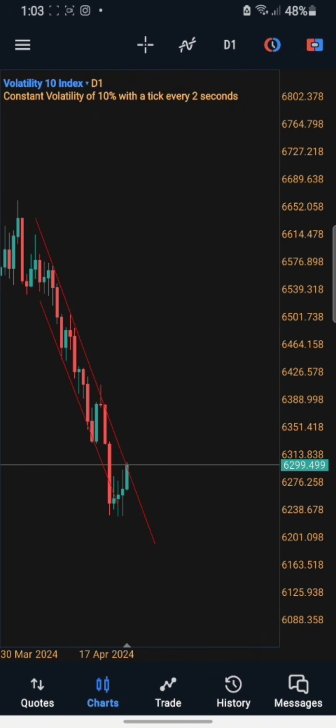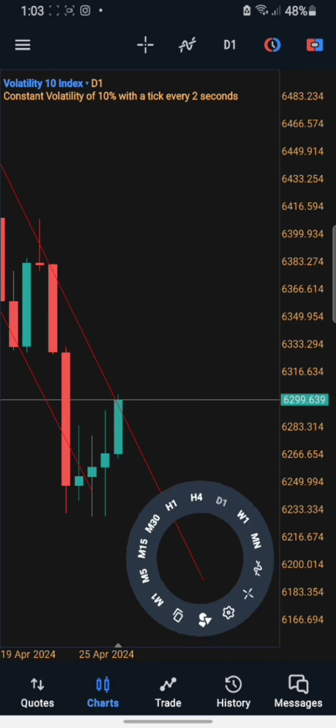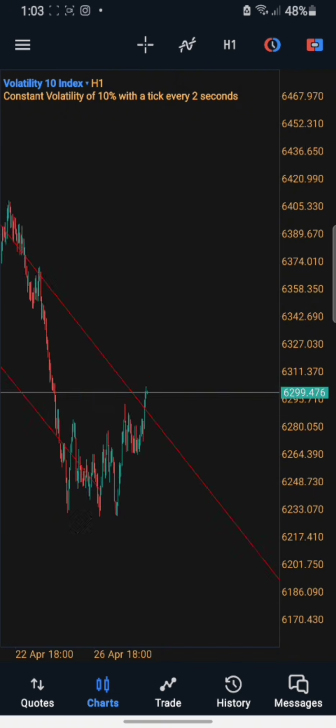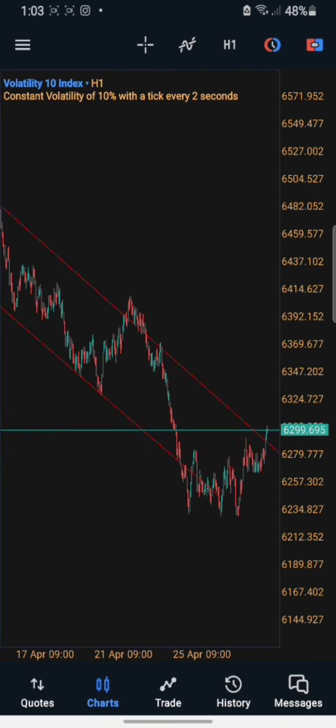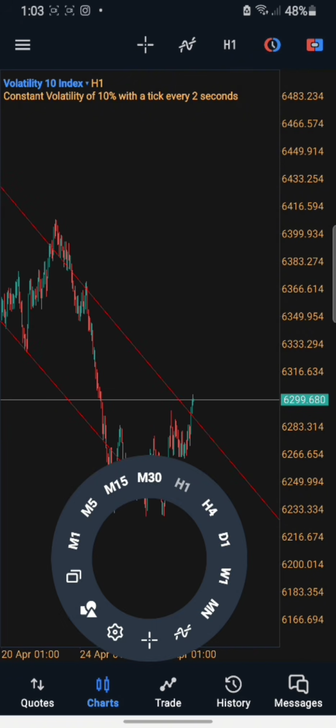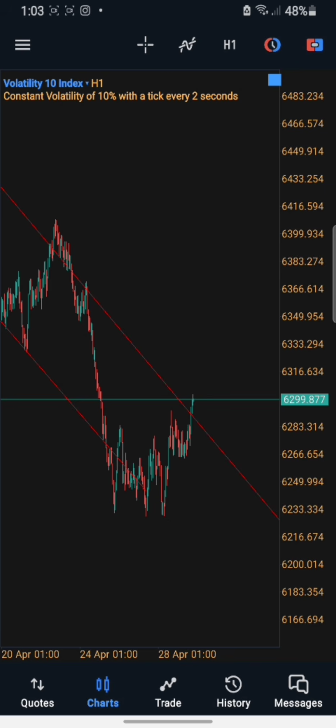So in the volatility 10, we identified a falling wedge. So this falling wedge was followed by a breakout, as you can see, but however, that was a false breakout. And now currently we are at a point where the market broke to the upside.